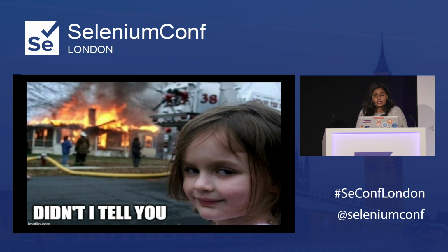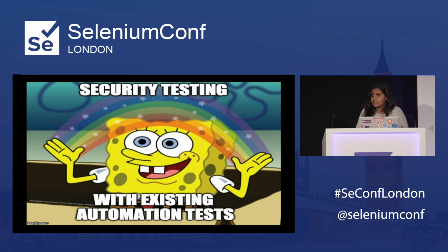And so that's the thing. We were running functional testing. We could have done teeny-weeny security tests at an early stage. I mean, it was embarrassing to find very obvious security issues. So today, SpongeBob here has a solution for us. He's telling you that you can use your existing automation tests and execute security testing.